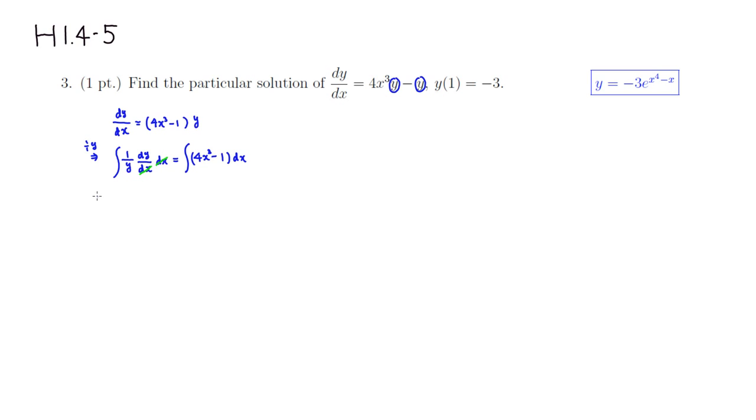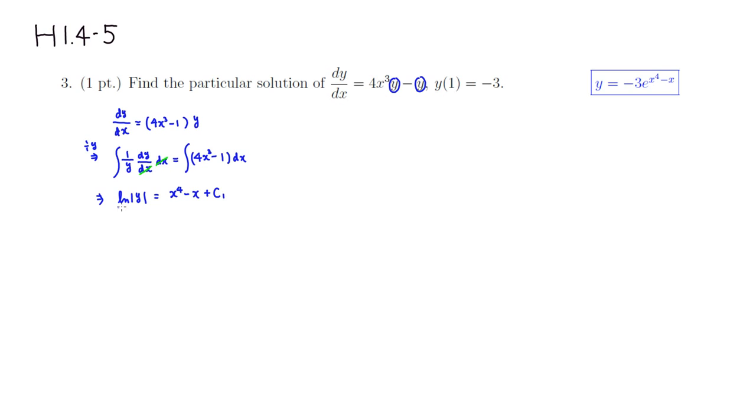An antiderivative of 1 over y with respect to y is natural log of absolute value of y, and then the antiderivative of 4x cubed is x to the 4th power. The antiderivative of negative 1 is negative x. And then you might have plus some constant c. I'm going to call it actually c1.